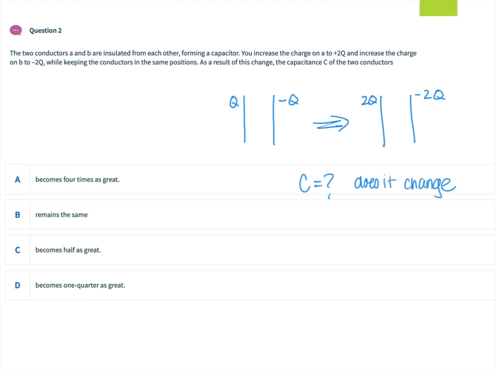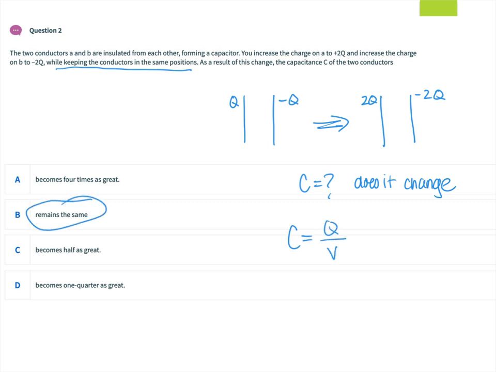The important thing about this question is that we're keeping the conductors in the same positions. Remember that I told you that the capacitance is defined or determined by how the capacitor is put together. So because we're not changing anything about how it's been put together, the capacitance has to remain the same.